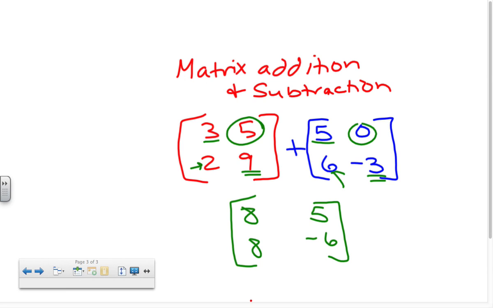Now can you see why I can't add matrices with different dimensions? Okay, they have to go in the exact same place that they started at. So this is not the same for multiplication of matrices, but that's a whole other ballgame. So if you're adding two matrices together, they must be the same dimensions. Let's go ahead and do one more example. We'll do a subtraction problem this time.